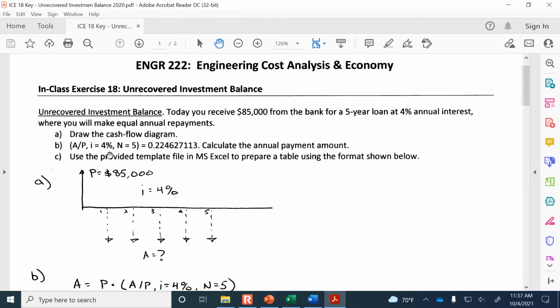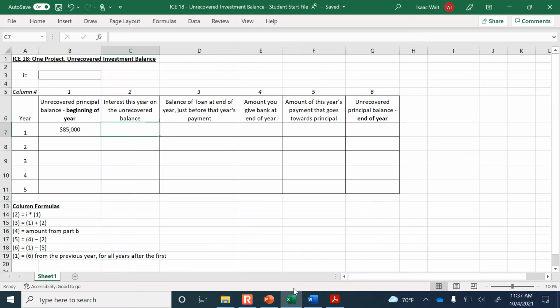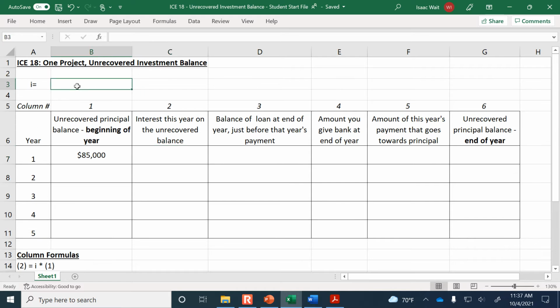All right, so we know the ratio of A to P and can calculate that the amount we're going to be giving each one of these payments to the bank is $19,093.30. All right, so now I know some of you already have that on your spreadsheet. You've already calculated it, but let me get it into the spreadsheet and on the recording in case we need to come back to it later.